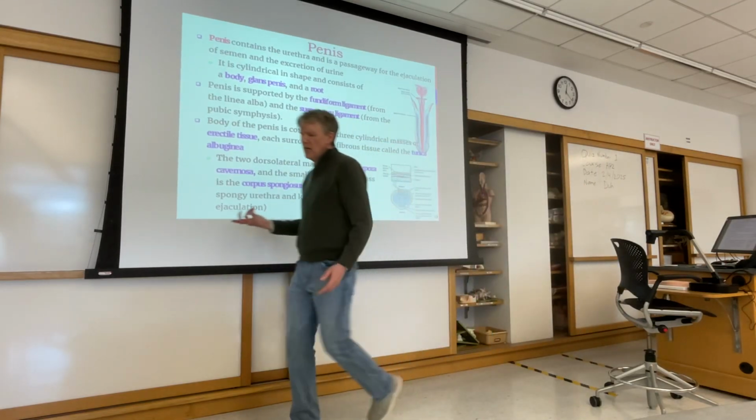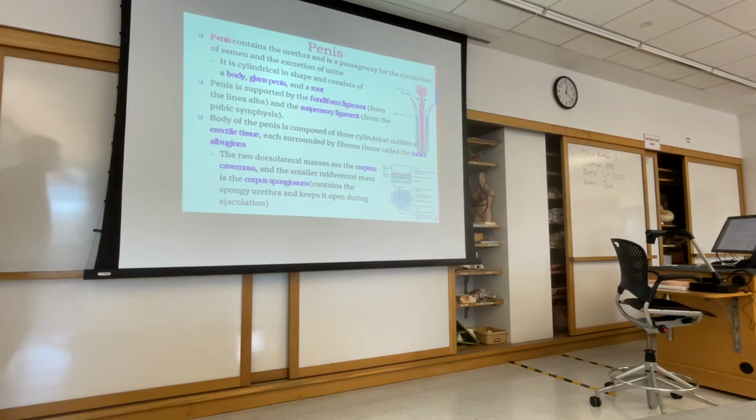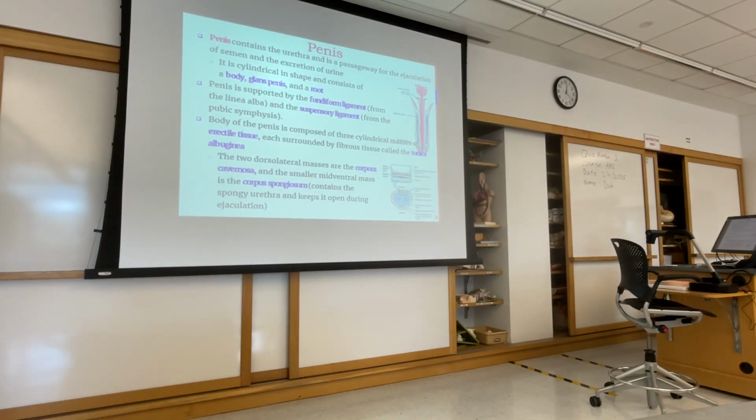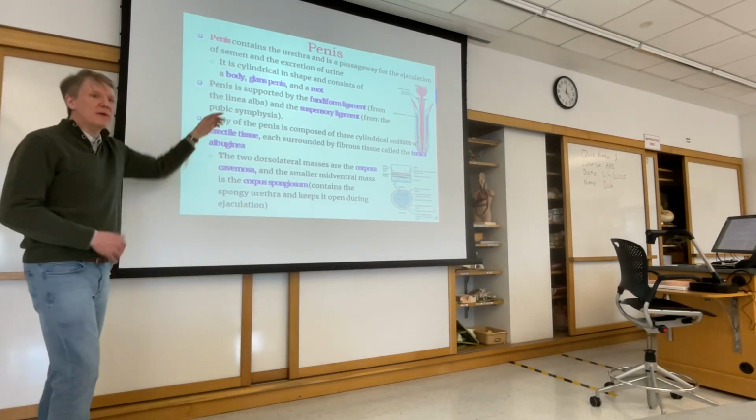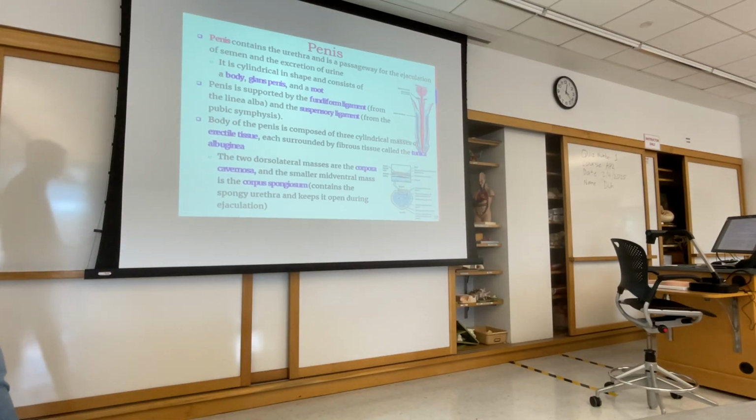So the penis then, the penis has 3 parts to it: the body, the glans penis, and the root. The penis is suspended from your abdominal wall using 2 ligaments: the fundiform ligament and the suspensory ligament. The suspensory ligament is attached to the pubic symphysis. Again, that's that piece of cartilage that holds your hip bones together. The fundiform ligament is attached to the linea alba.